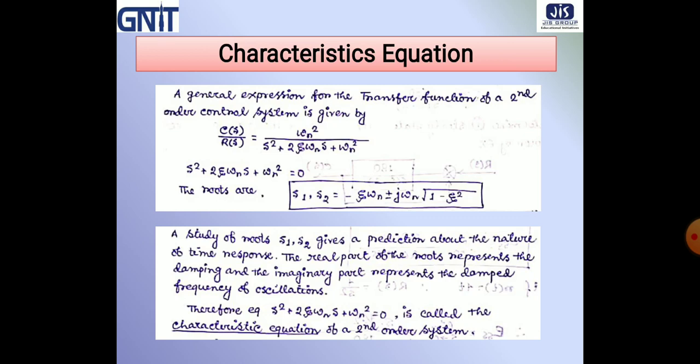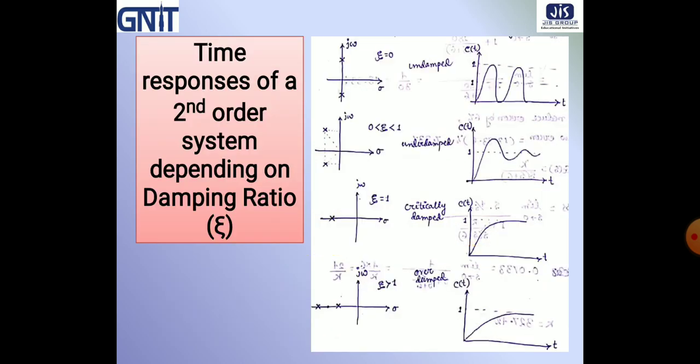From this characteristics equation, the roots of the characteristics equation are the poles of the system. Depending on the poles of the system, we can find the nature of the system, whether the system is stable or unstable or marginally stable. That's why this equation is called the characteristics equation.